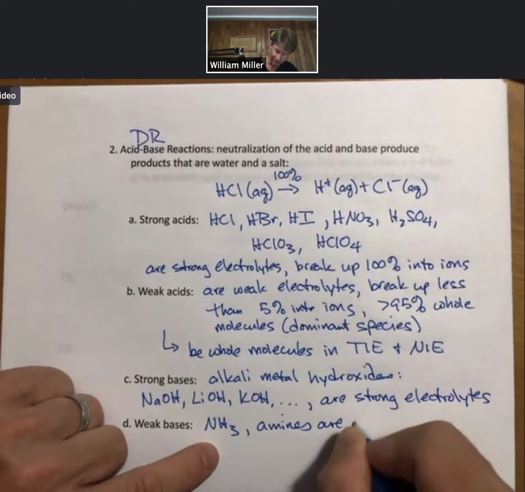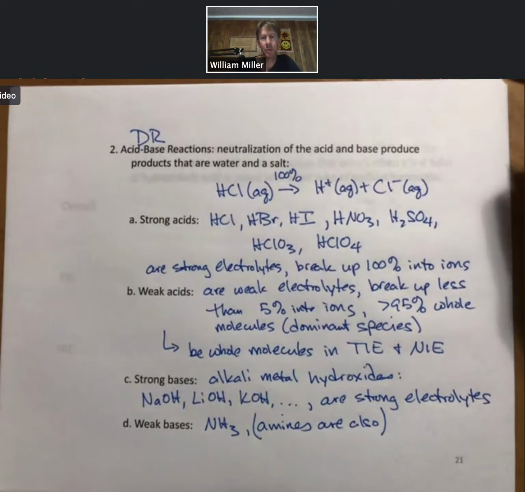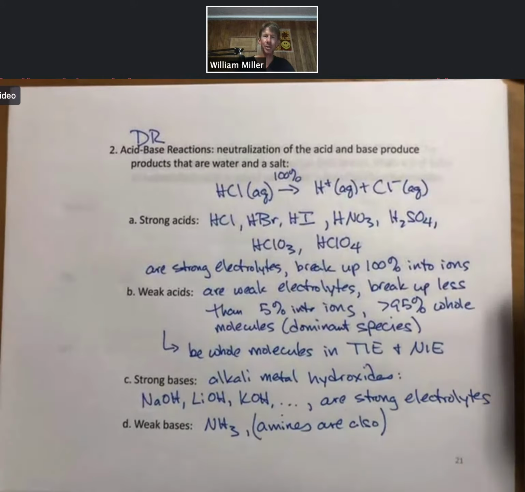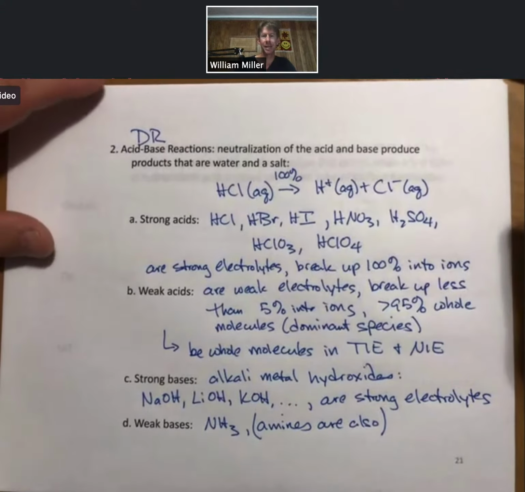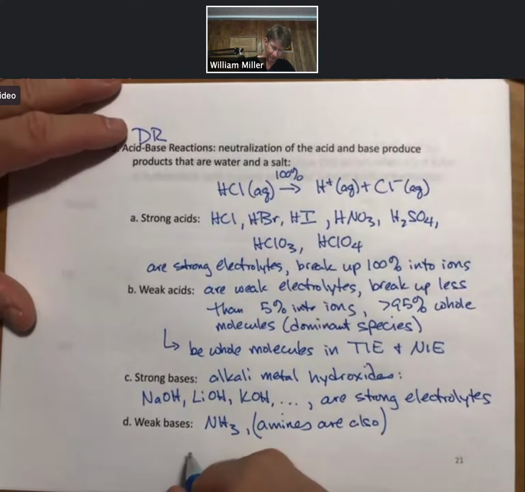Amines are also weak bases, but I'm going to put that in parentheses. Remember, parentheses means useful to know long term, but not on the exam. If there is an exam which has an amine on it, I will say the amine blah blah blah, comma, a weak base, comma, and then you'll know how to handle it. But I can't just put ammonia on there, NH3, and expect you to know it's a weak base. Weak bases are also weak electrolytes.